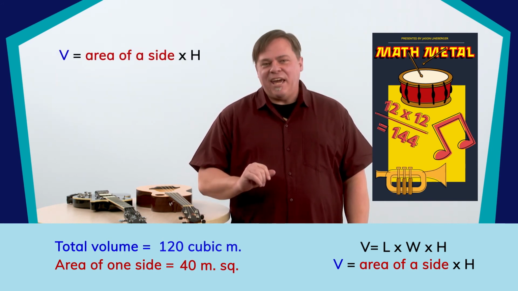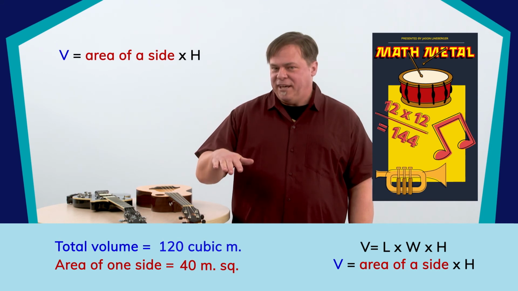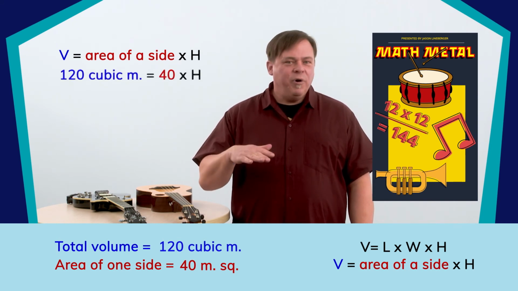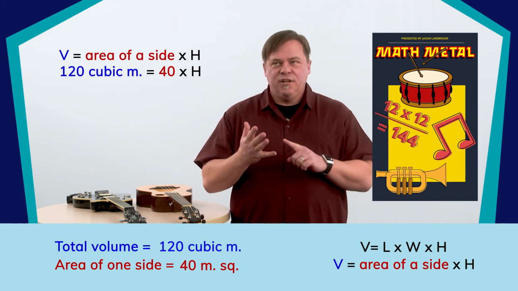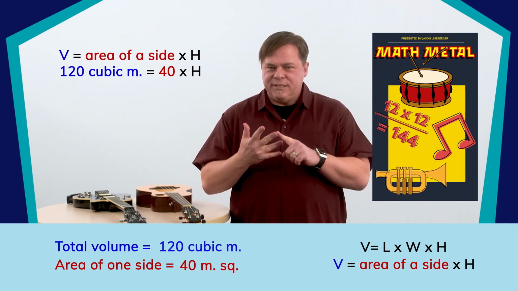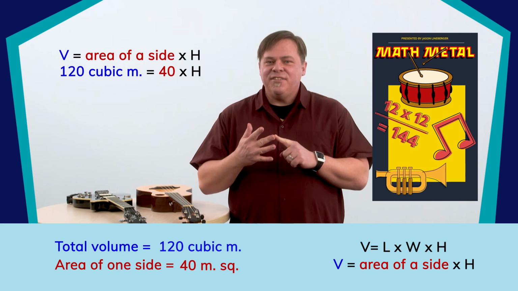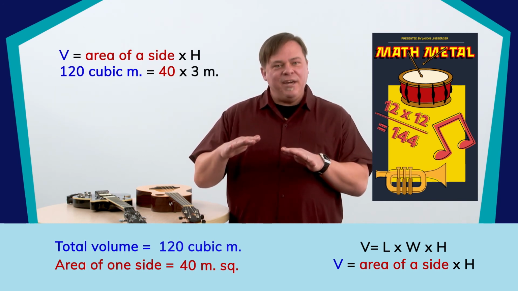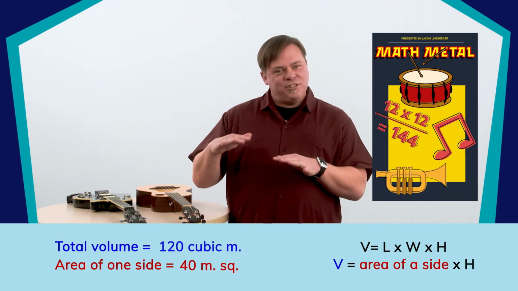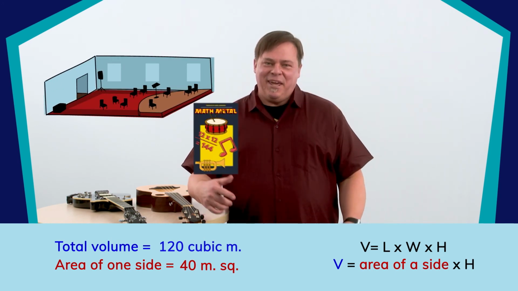Volume equals area of a side multiplied by the height. 120 cubic meters equals 40 times the height. 40, 80, 120. That's 3. The height of the room is 3 meters. If the banner is 2.5 meters tall, we'll totally be able to hang that bad boy.